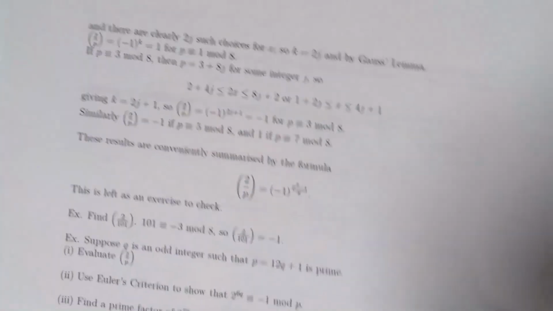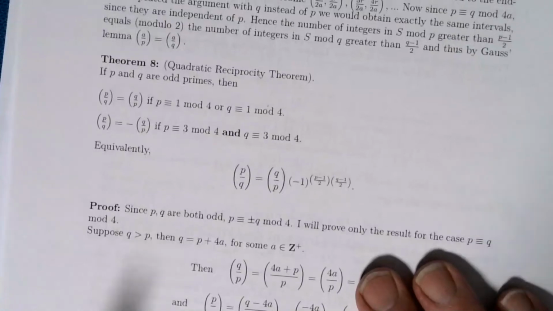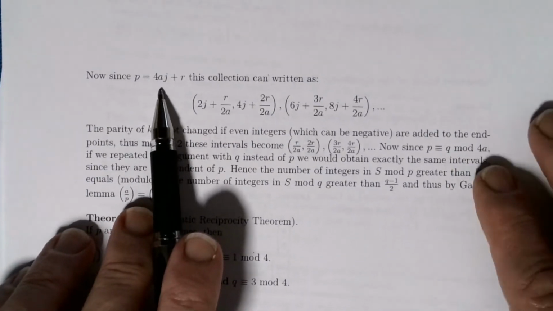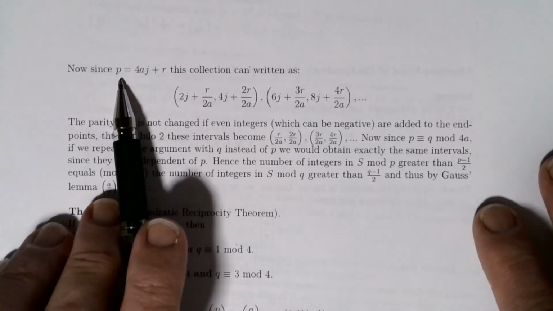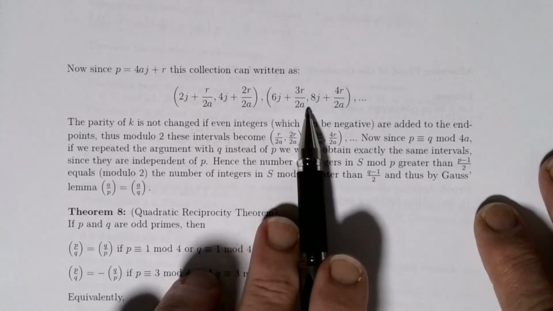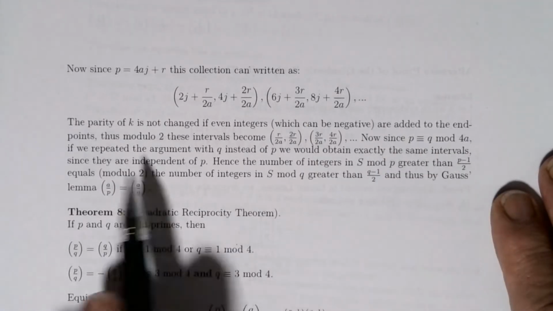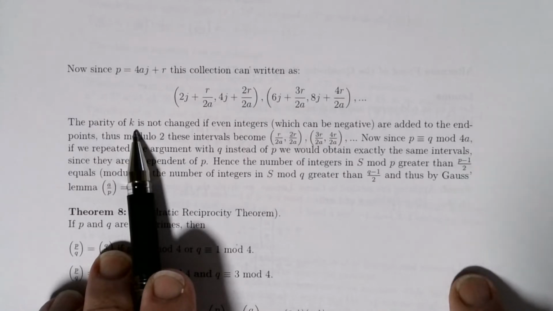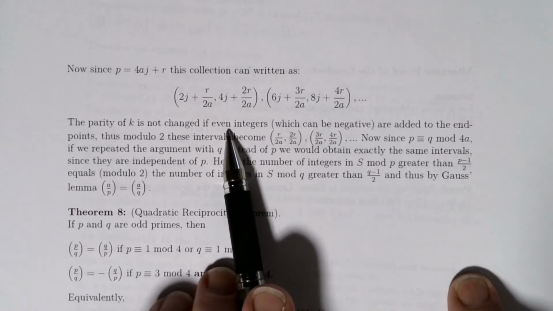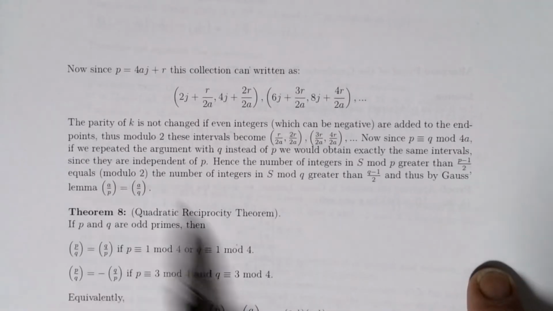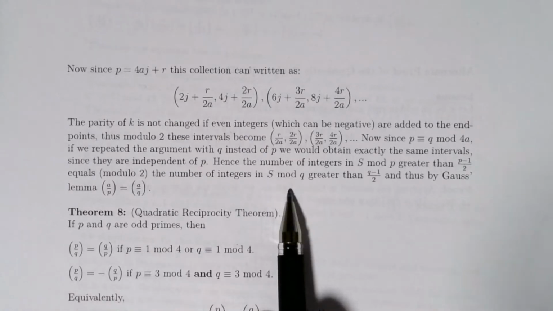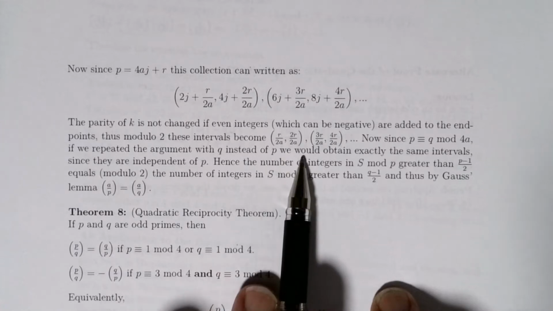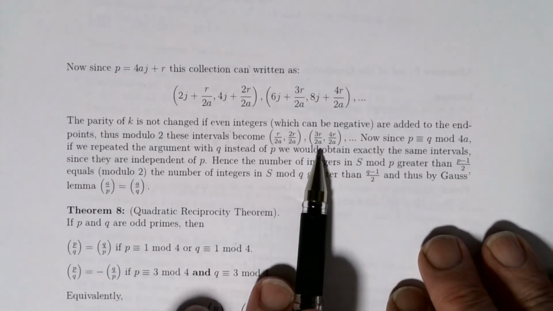So with that, I'm going to take my p, writing p as 4aj plus r, so we're dividing p by 4a, and plugging that into those intervals that we just had, and simplifying, we end up with these intervals. Now, we're looking at the number of integers in each of these intervals. The parity of k is not going to be changed if we simply add or subtract even integers from the endpoints. That is, I can subtract these off. And so modulo 2, these intervals simply become r over a, r over 2a, 3r over 2a, and so on.